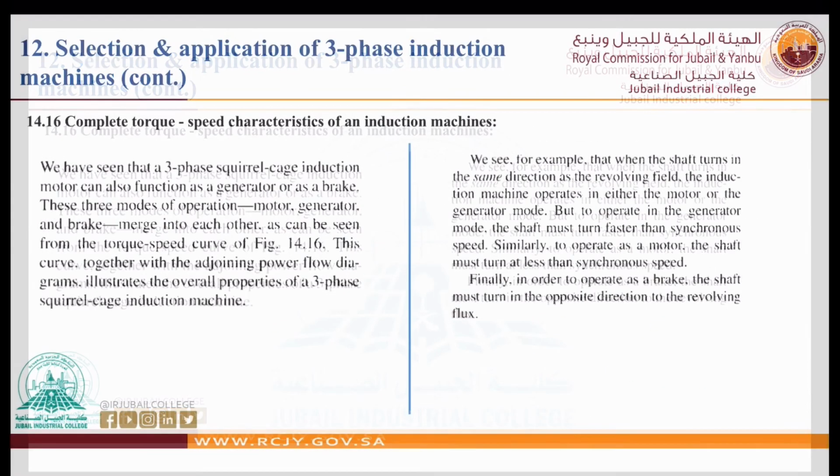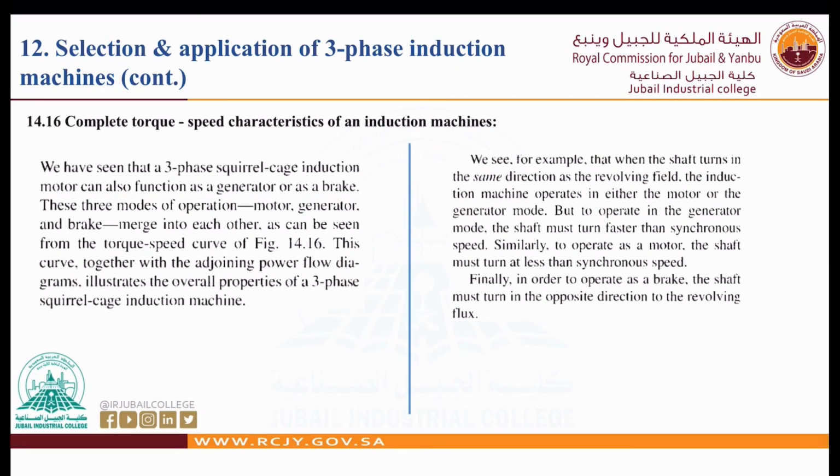Okay. Now for the selection and application of three-phase induction machines, the complete torque speed characteristics. Okay, we have seen that a three-phase squirrel cage induction motor can also function as a generator or as a brake. These three modes of operation, motoring, generating, and braking, merge into each other, as can be seen from the torque speed curve. Inshallah, we will see it. Next slide.